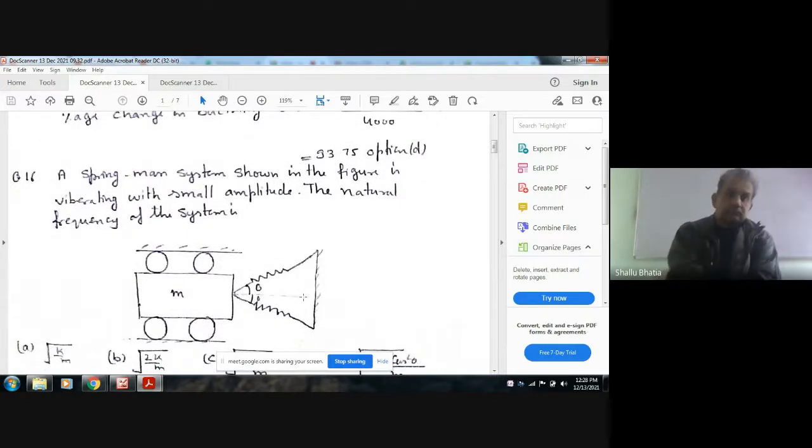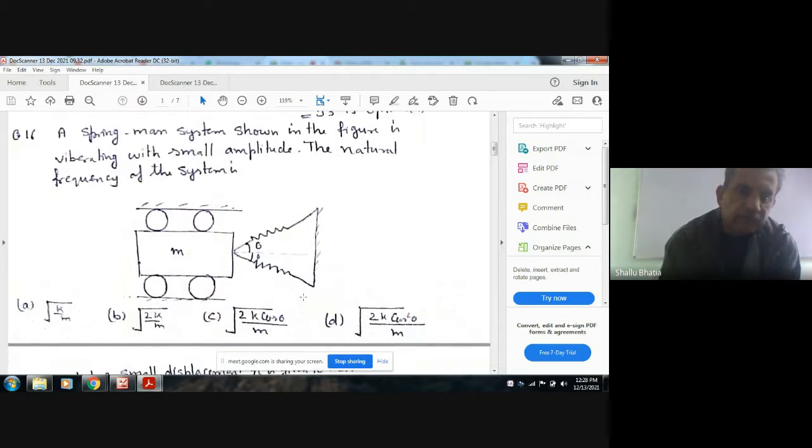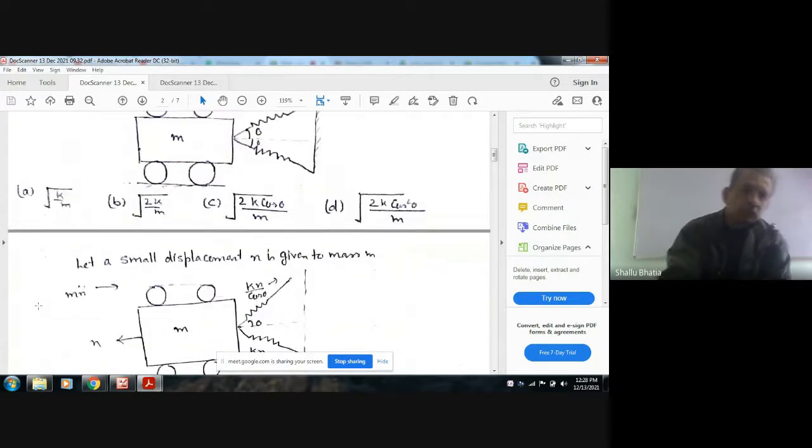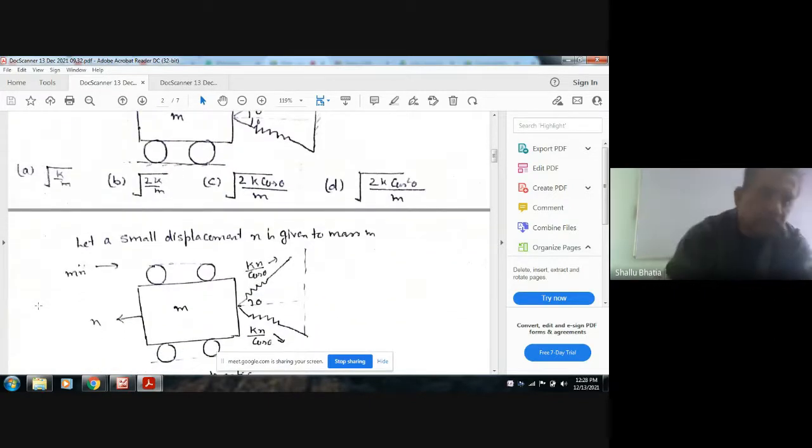the next question is: the spring mass system as shown in the figure is vibrating with a small amplitude. The natural frequency of the system, m is the mass, where angle theta. Option A is root k by m, B 2 root 2k by m, C 2k cos theta by m, D 2k cos square theta by m. This can be solved by assuming a small displacement of this mass, that is x.